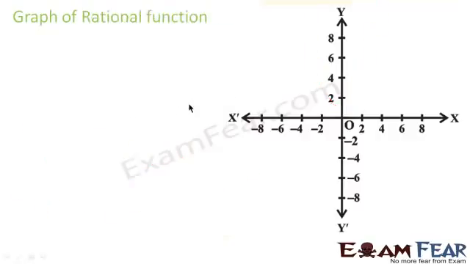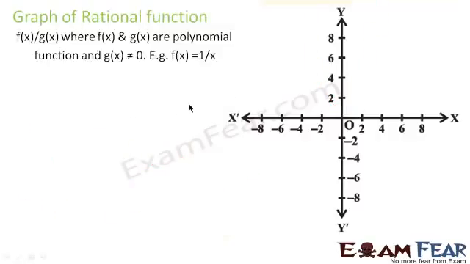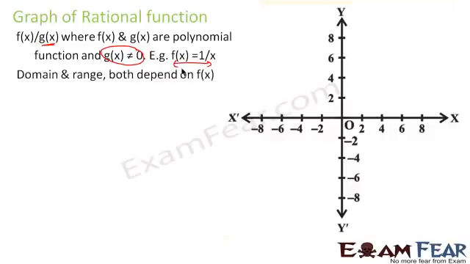Now let's take rational function. Rational function is of the form f(x) by g(x), where g(x) is not equal to 0. Obviously, if you make g(x) equal to 0, it will become infinity. Example is f(x) is equal to 1 by x. And here also domain and range both depend on x, because if I say 1 by x, then x can't be 0. There is an issue in domain.